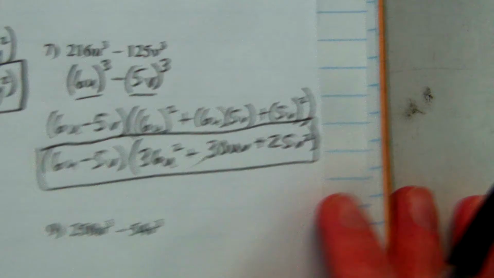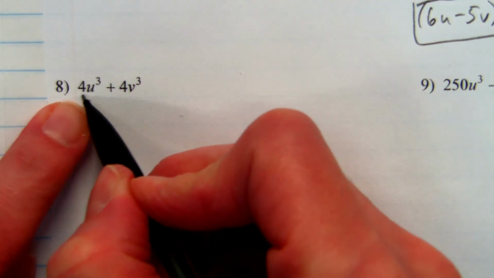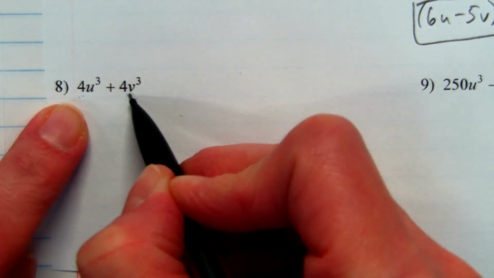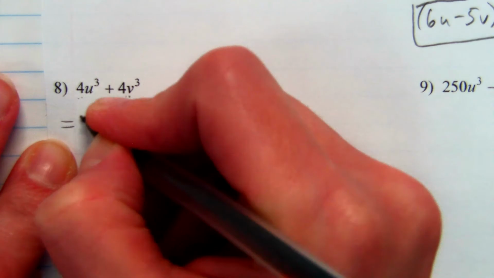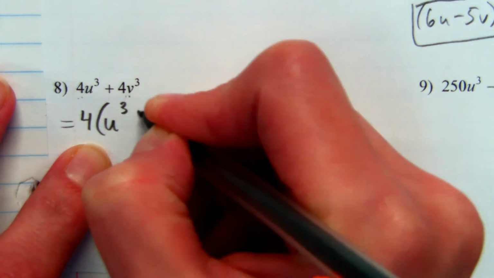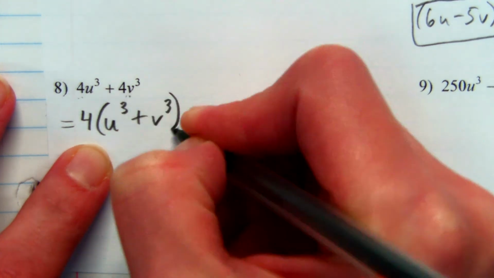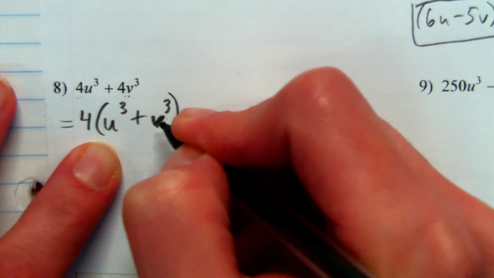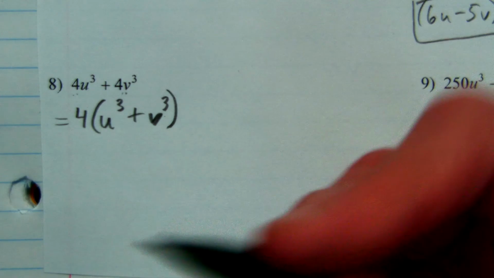Right, in a box. Okay. So on number 8, 4 is not a number we can write as something cubed, but notice there's a 4 on both terms. We're going to take out that greatest common factor of 4, and we just have u cubed plus v cubed. And since now there's no numbers with that, we could just put in u and v and substitute for a and b and just have the formula.